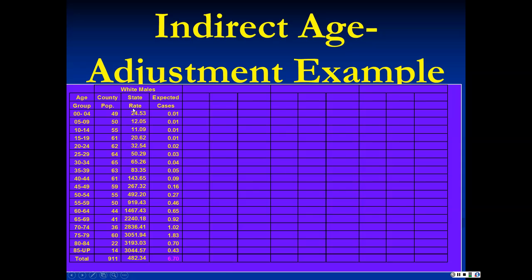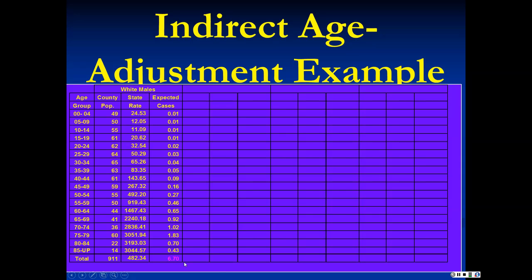We multiply by the statewide rate, which is per 100,000, remember. So we multiply by that statewide rate and divide by 100,000 to get the expected number of cases in each age group. And so when we add up the expected number of cases among white males in each age group, we get a grand total.